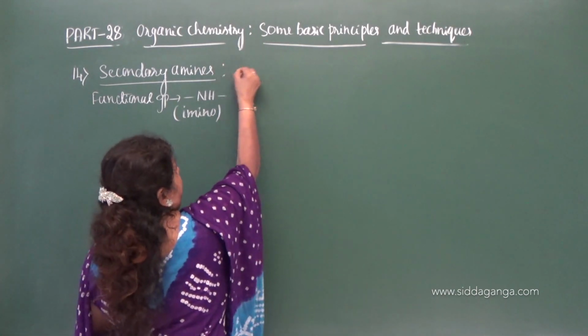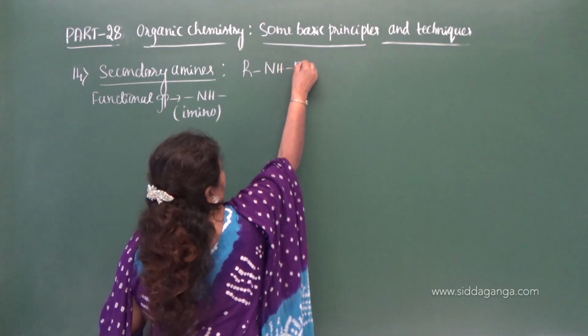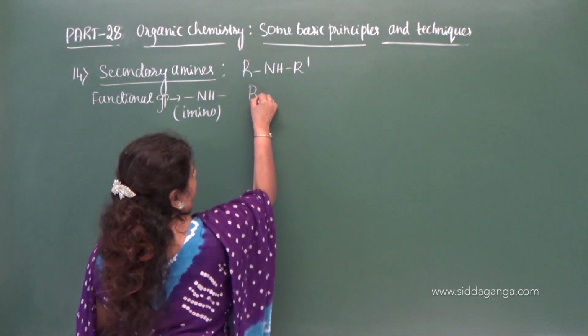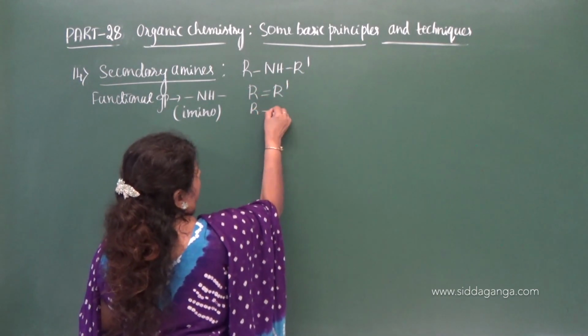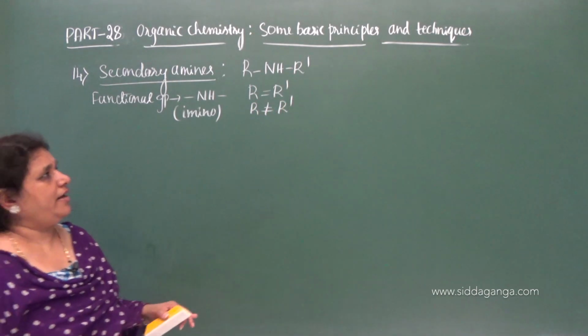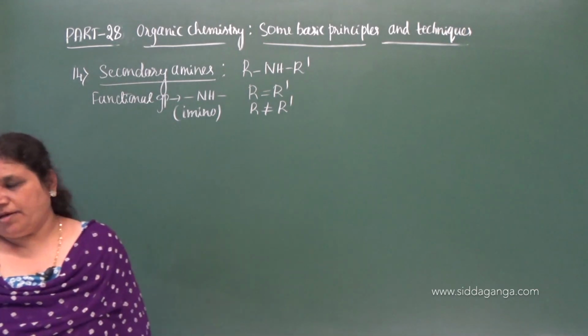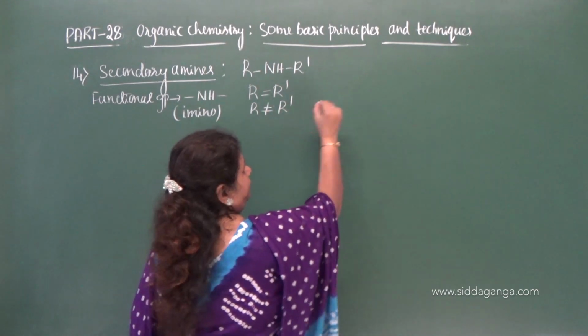Now, what is the representation? R NH R dash, where R may be the same as R dash, or R may be different from R dash. Now let us move on to the general formula.